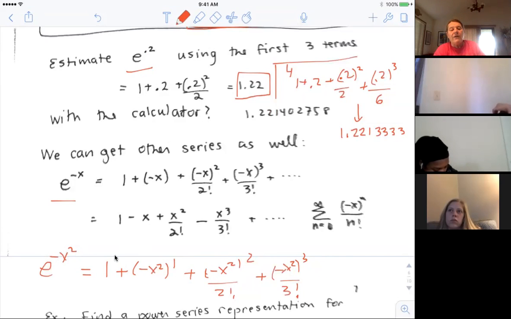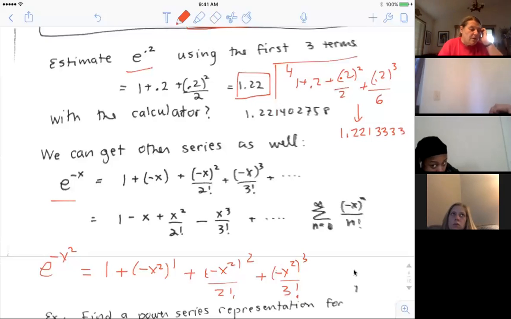So if I want to find an area under a curve that's got that in it, I'll just take the integral using this series. And the further I go out in that integral, the better the approximation will be. Let me rewrite this. That's a minus x squared. Doesn't look very good.